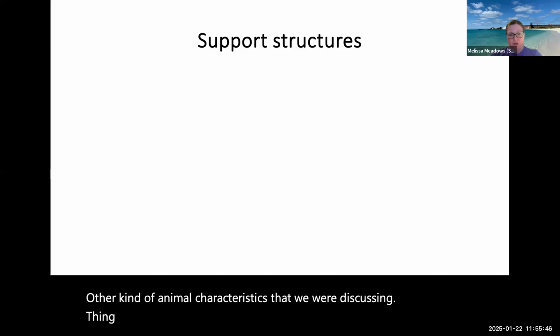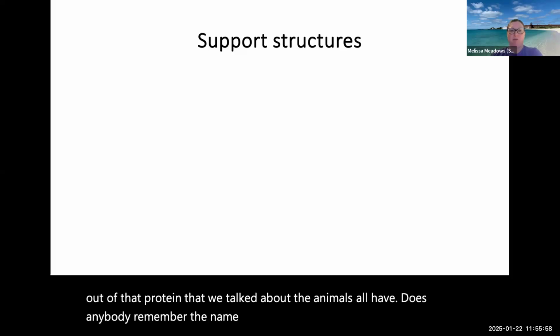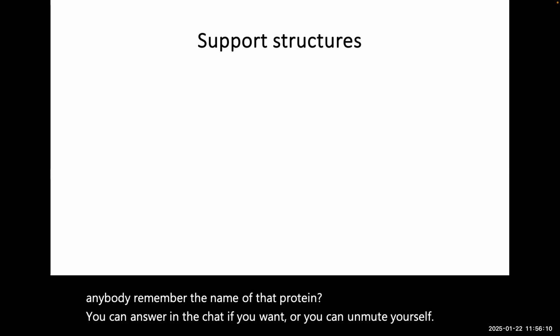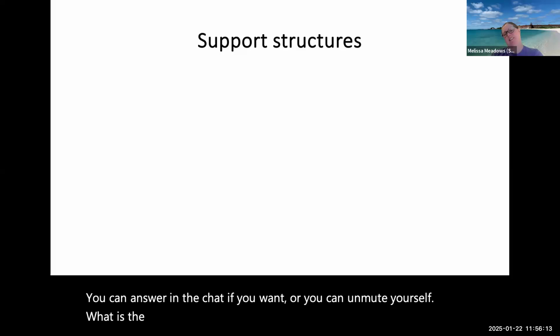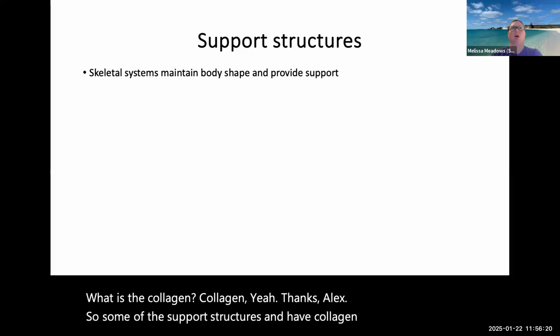are support structures. So some of our support structures are made out of that protein that we talked about that animals all have. Does anybody remember the name of that protein? You can answer in the chat if you want, or you can unmute yourself. Was it collagen? Collagen, yeah, thanks, Alex. So some of the support structures have collagen as a component, but not all.